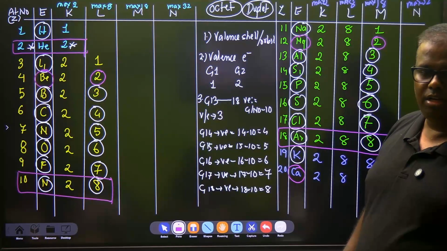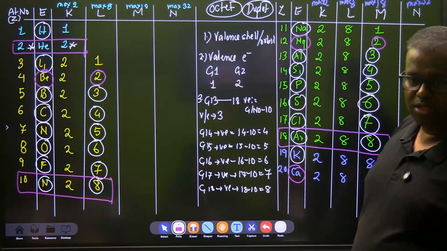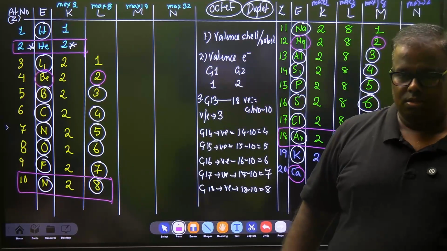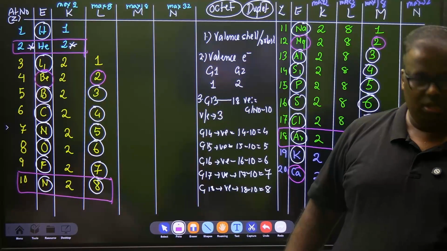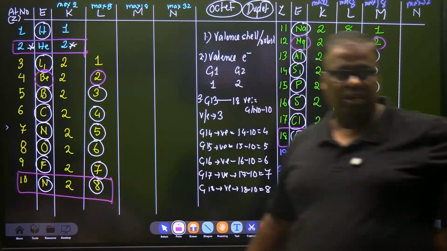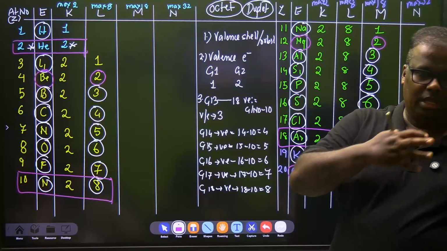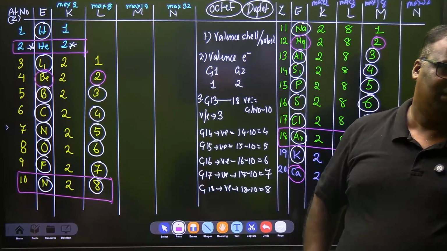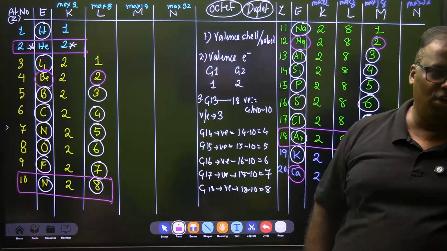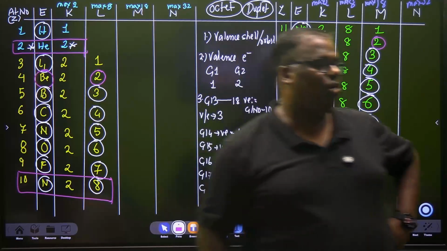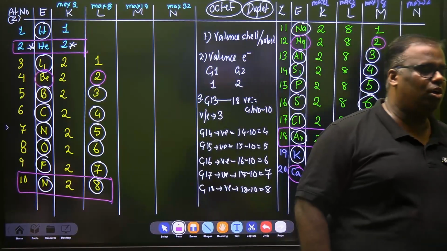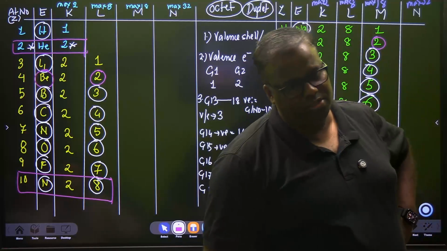What are you writing, Ryan? Helium, what did you write? Duplet rule, as there is only one shell, that is bracket K. And on the other side you write the rest of the inert gases. Please write neon, Ne, comma, Ar argon, comma, Kr krypton, comma, Xe xenon, comma, Rn radon.